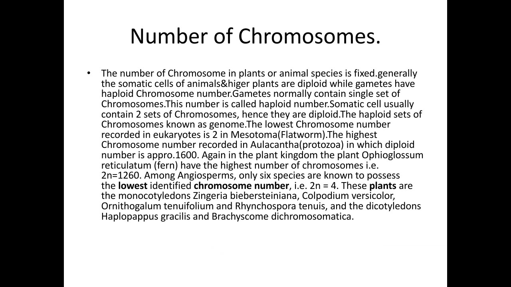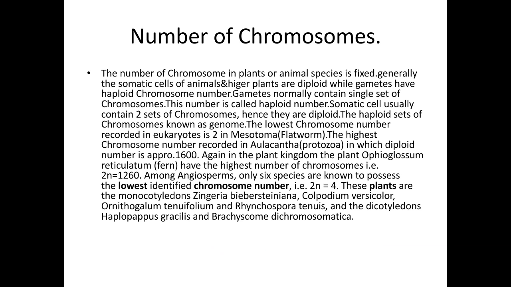Next point, number of chromosomes. The number of chromosomes in plant or animal species is fixed. Generally, the somatic cells of animals and higher plants are diploid, while gametes have the haploid chromosome number. Gametes normally contain a single set of chromosomes.